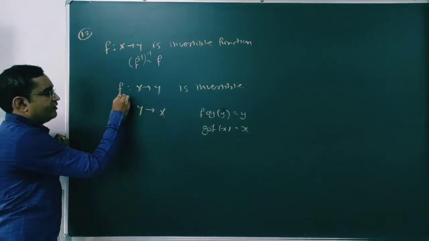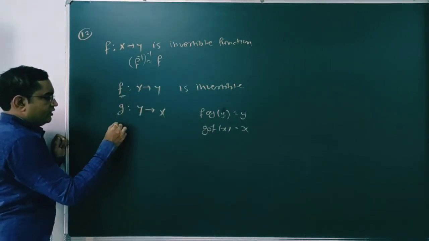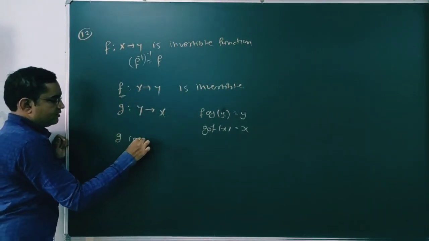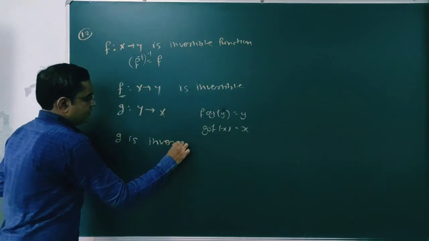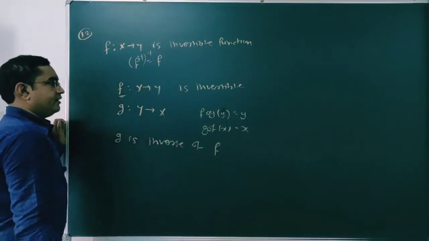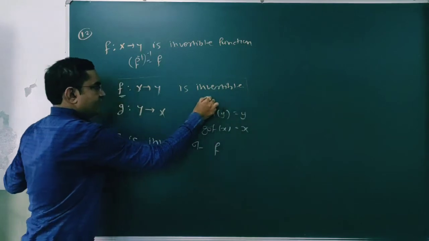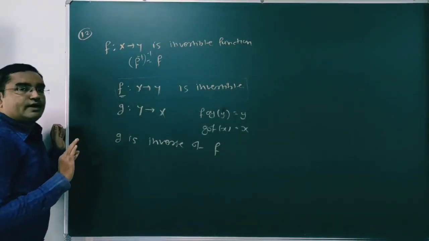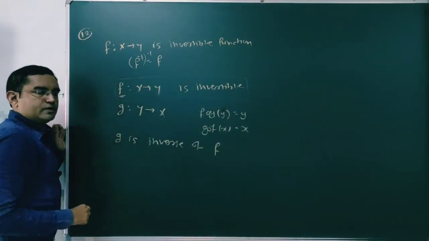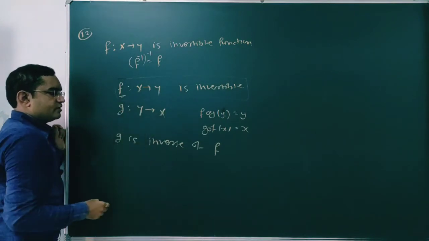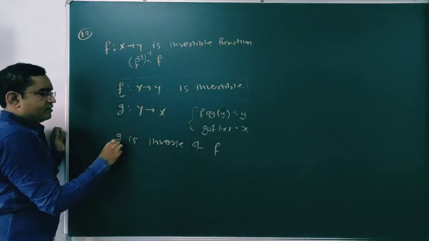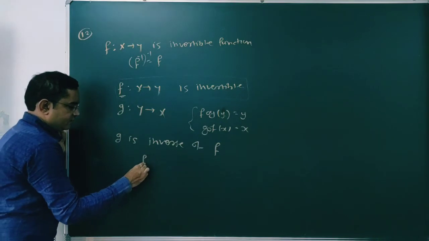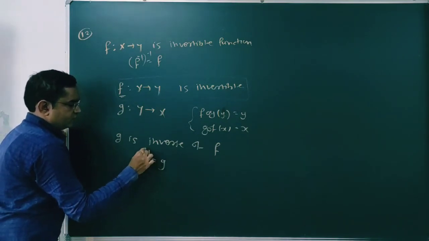Done. This is an invertible function. So here it is given that function f is invertible. So we can say g is the inverse of f. F is an invertible function, it is already given. So g from y to x, for which both conditions hold, is the inverse of f, hence we can say f inverse equal to g.